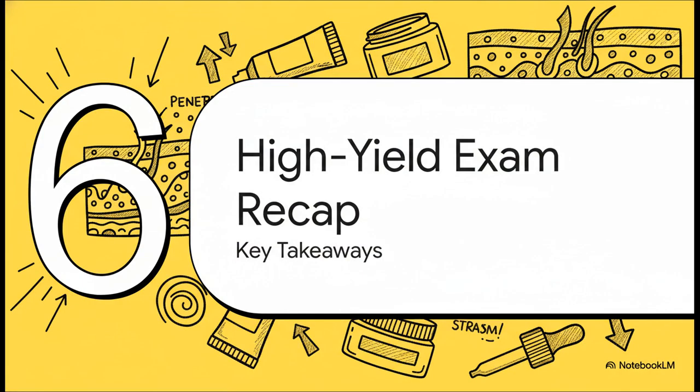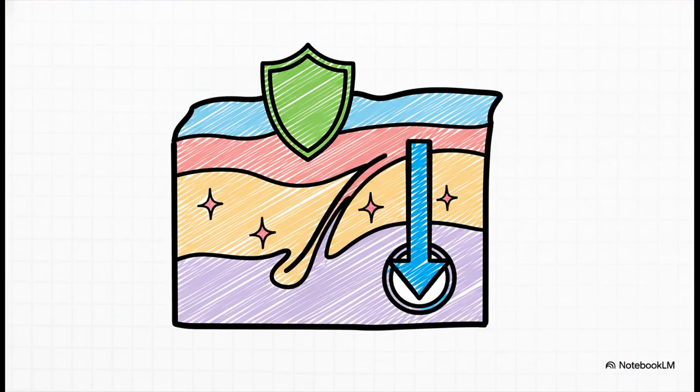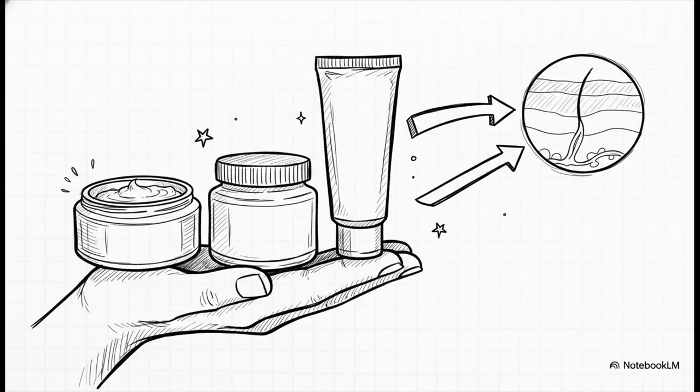All right, time for a rapid recap. Let's lock in the absolute must-know high-yield points for your exams. Pay close attention to these next 4 points. This is the stuff you've got to know. First up, exam point number 1. You've got to know the 3 levels of penetration. Epidermic is on the surface, endodermic is inside the skin layers, and diadermic is all the way through to the bloodstream.